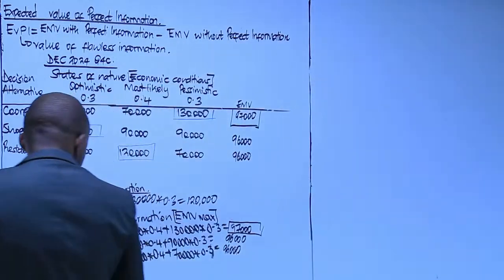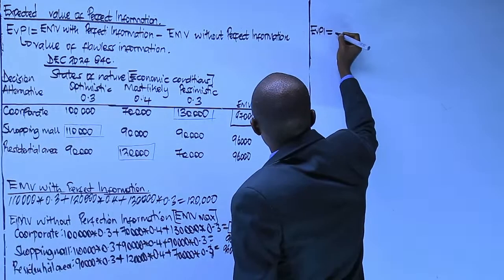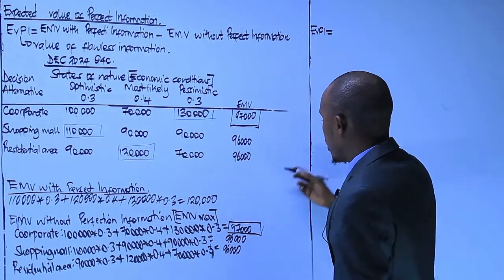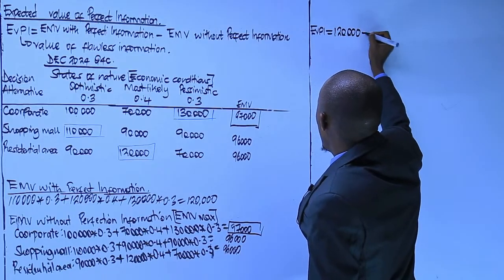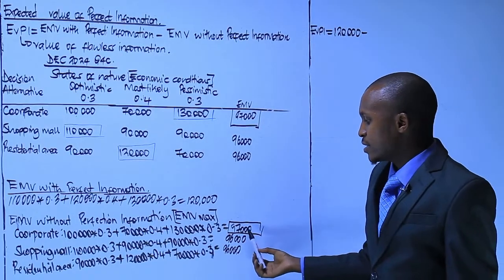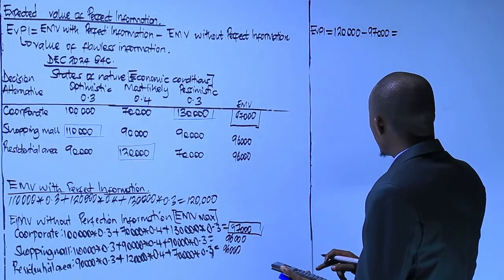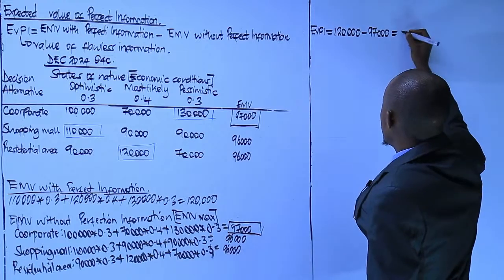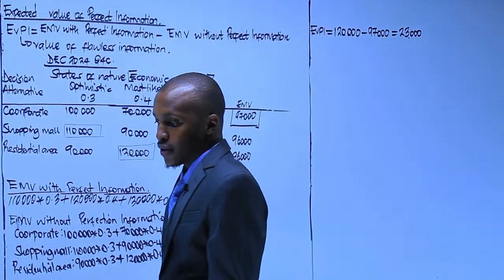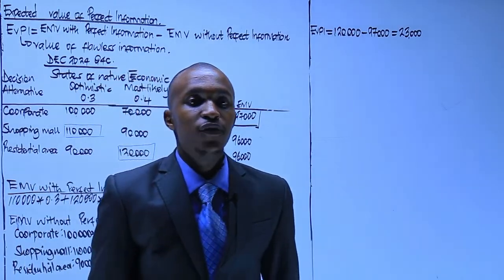So therefore, the expected monetary value of perfect information will be your expected monetary value with perfect information of how much? 120,000 minus your expected monetary value without perfect information, which is the highest EMV, which is 97,000. So 120 minus 97, which is how much? 23,000. 23 what? 1,000. That is the value that you expect to obtain when you acquire perfect information.